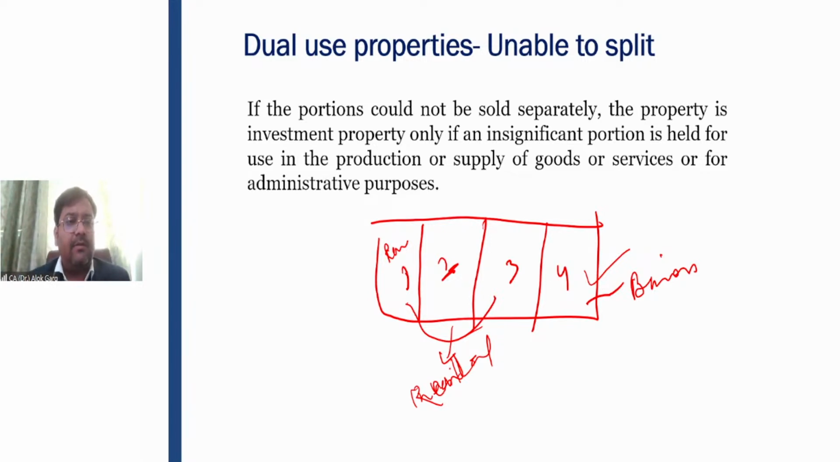That cannot happen, because the first condition is, if the portions could be sold separately, in that case those portions have to be shown separately, right? But in this case, it is very much clear that these portions could not be sold separately. And this is the situation. Now you tell me whether this floor, which is having 4 rooms, 1 room for business, 3 rooms for rental, has to be shown as investment property or as Ind AS 16 PP.